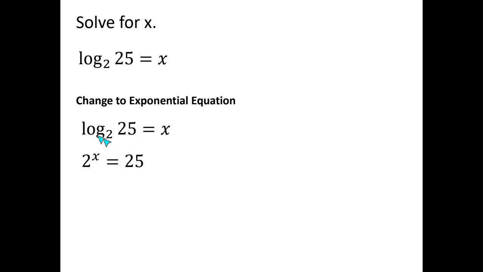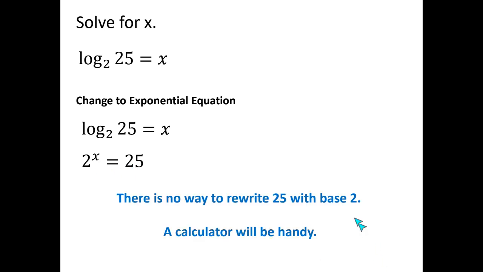So our base is 2. This log is equal to x, so x is going to be my exponent. And then this is equal to 25. Okay, so if I try to use the one-to-one property here, then we can see that that's not going to work out either, because 25, I cannot rewrite it so that it has a base of 2. So we're going to need to do other things to find a solution.